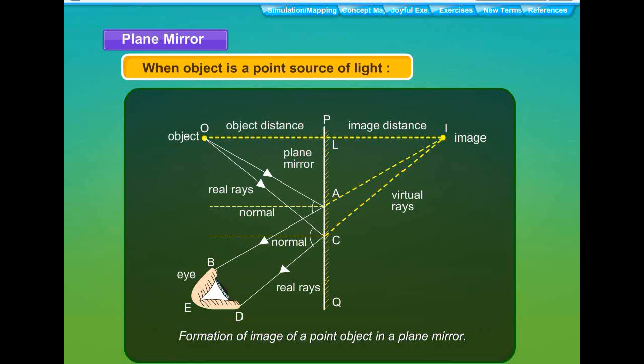Figure 6.7. Since the reflected rays do not actually meet at I, but only appear to do so, we say that a virtual image of the point O is formed at I. If we join OI and measure OL and LI, it is found that they are equal. This proves that the image is formed as far behind the mirror as the object is in front of it.